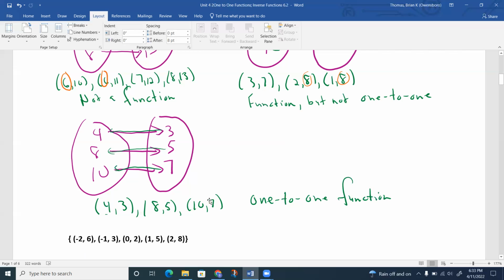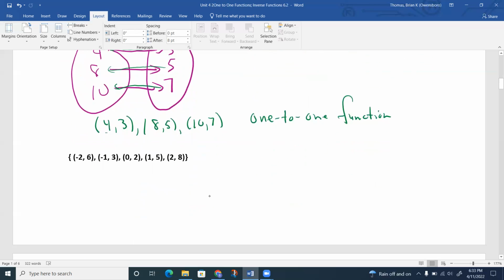So if I look at this set of ordered pairs, -2, 6, -1, 3, 0, 2, 1, 5, 2, 8. If you look at the x values, -2, -1, 0, 1, 2, they're not repeating. If you look at the y values, 6, 3, 2, 5, 8, they're not repeating. So this would be an example of a one-to-one function.